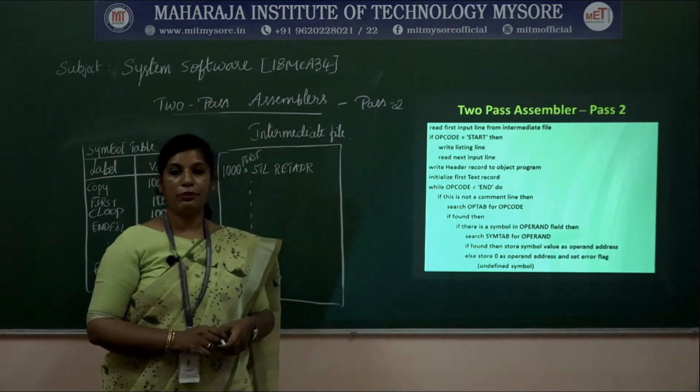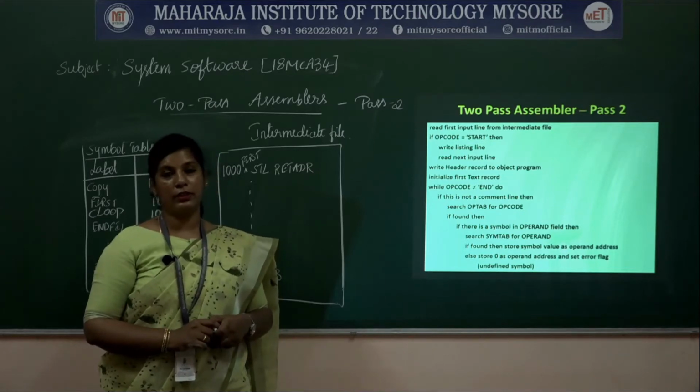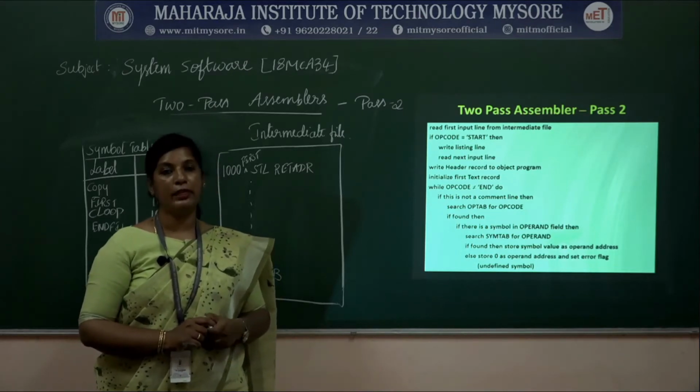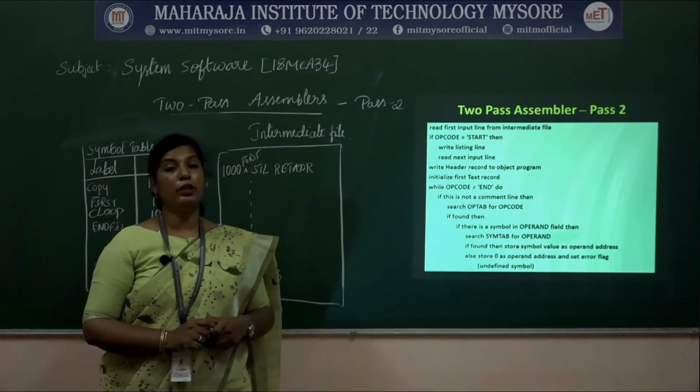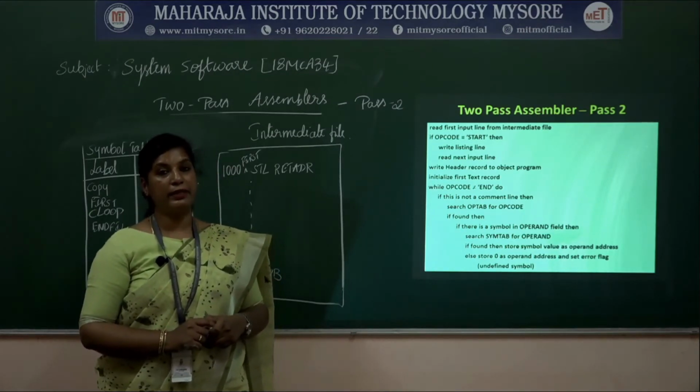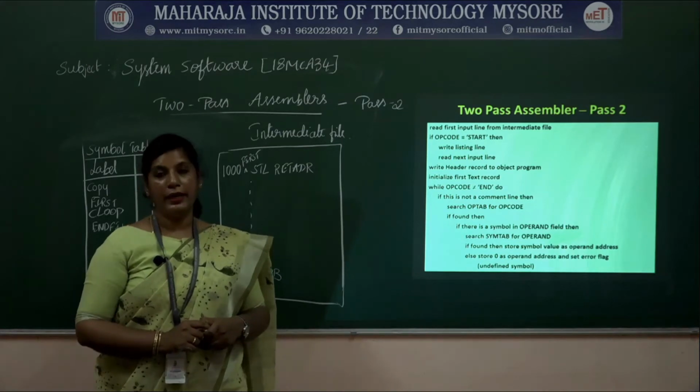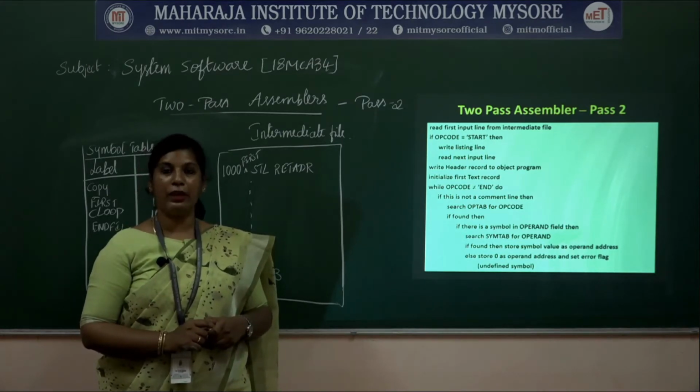After generating an object code for each and every instruction, finally it is going to create an object file. As I already explained, there are 3 kinds of records in that object file: a header record, n number of text records, and one end record.